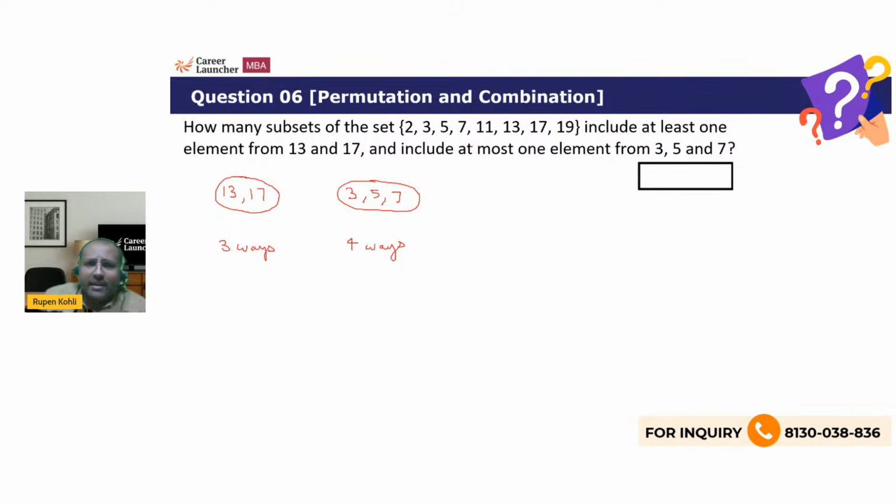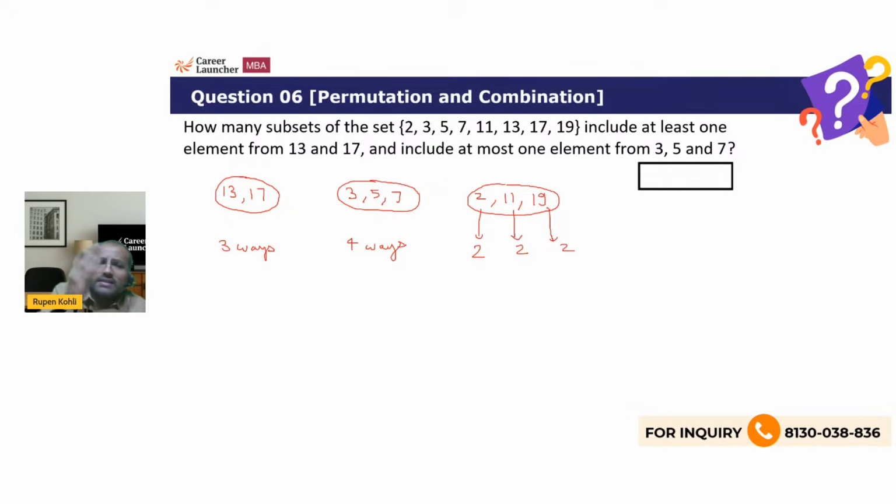Now from the 8 elements, we have dealt with 5 elements. There are still 3 elements remaining, which are 2, 11, 19. There is no condition on them. We can choose to select whatever we want. So how many ways can we select from here? With each element we have 2 ways: either select or not. 2, 2 ways. 11, select or not, 2 ways to decide. 19, select or not, 2 ways.